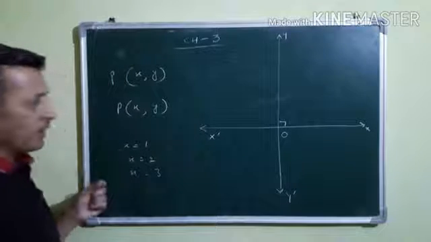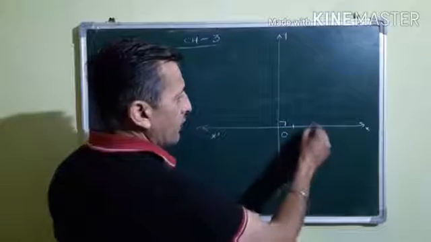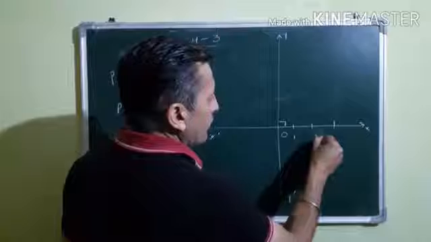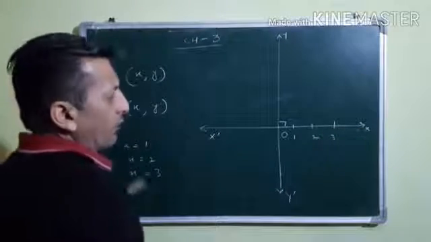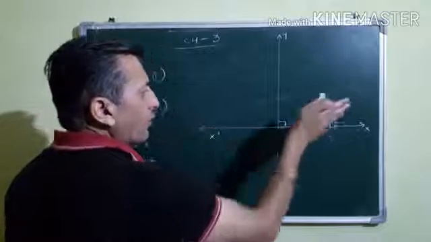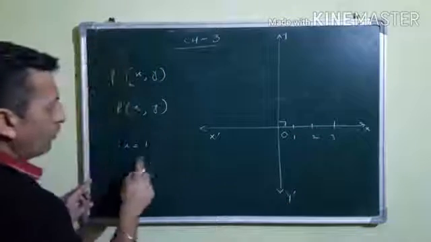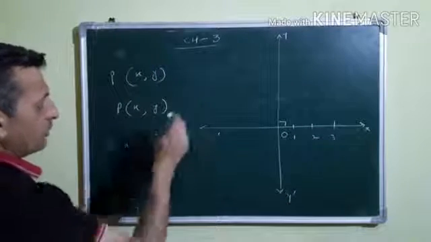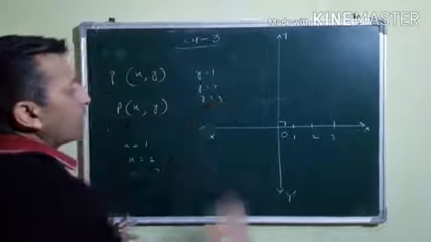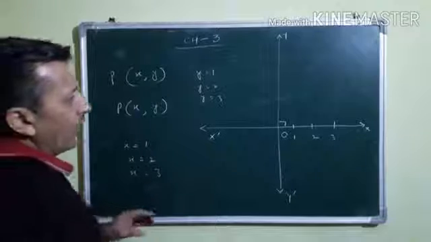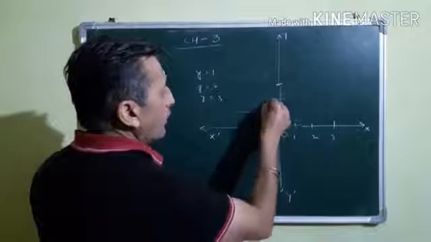These are the distances on the x-axis. Suppose this is 1, this is 2, this is 3. You can measure these with the help of a scale, and these are the positions on the x-axis. So this is 1 unit, 2 units, 3 units, so x is equal to 1, 2, 3. Similarly, y is equal to 1, y is equal to 2 and y is equal to 3. These are the units on the y-axis: this is 1, this is 2, this is 3.